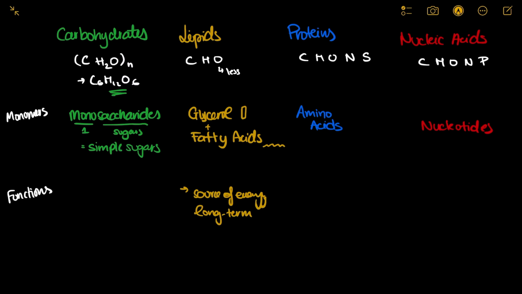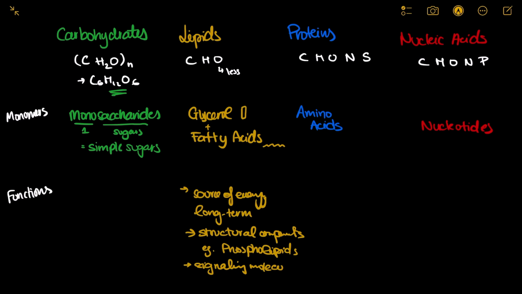Another function of lipids is as structural components. We've talked about that a bit already. For example, the phospholipids. That was an example of one of the lipids, and phospholipids are important for cell membranes. They're one of the components of cell membranes. Then lipids are also used as signaling molecules. And there are also some hormones, called steroid hormones, which consist of lipids.